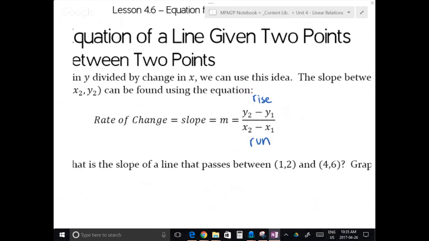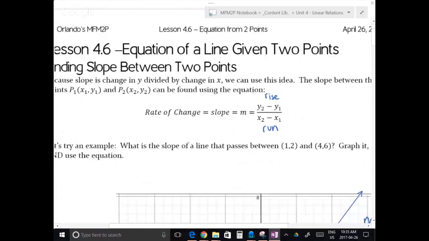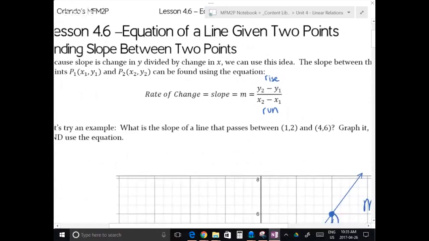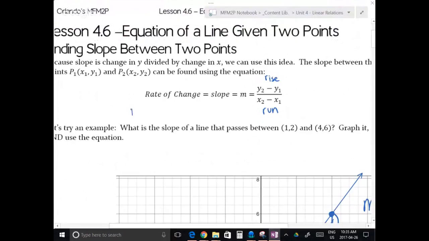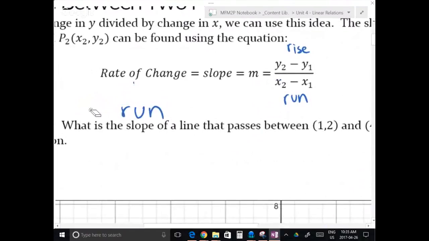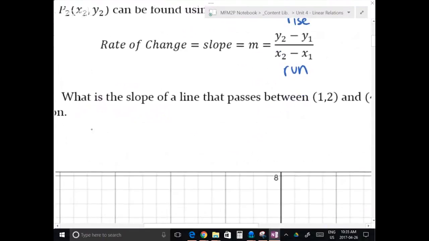So let's look here. What is the slope of the line here? Well, all we have to do is first start knowing that slope equals rise over run, which we know.